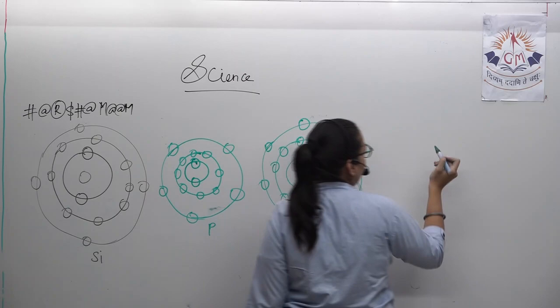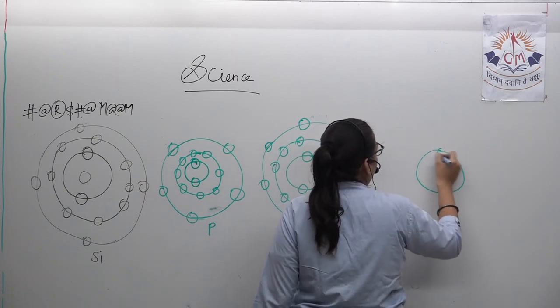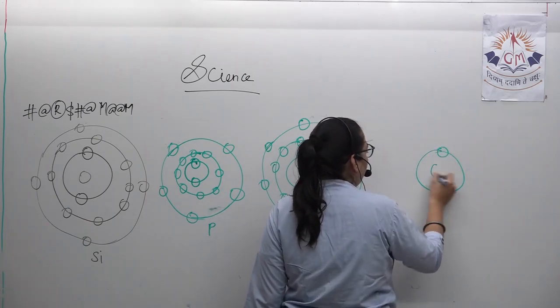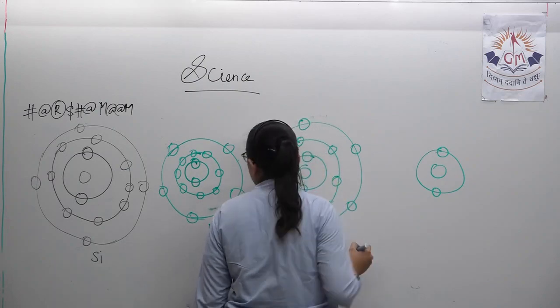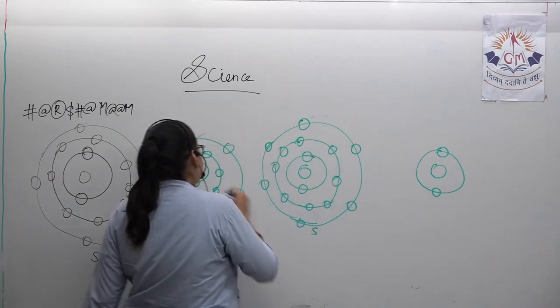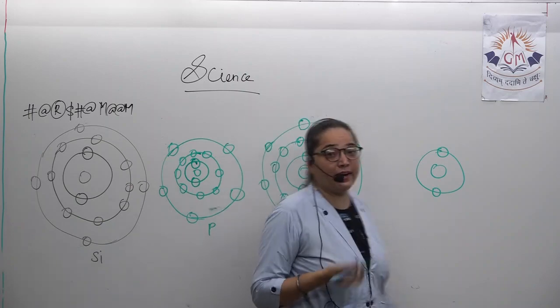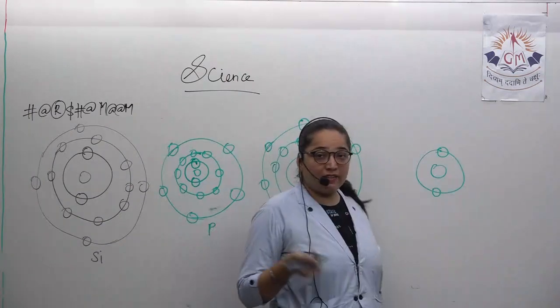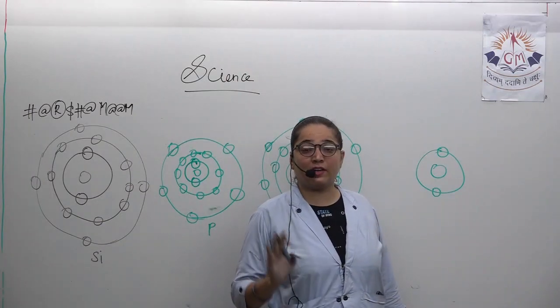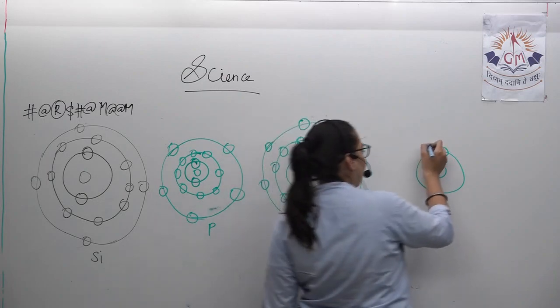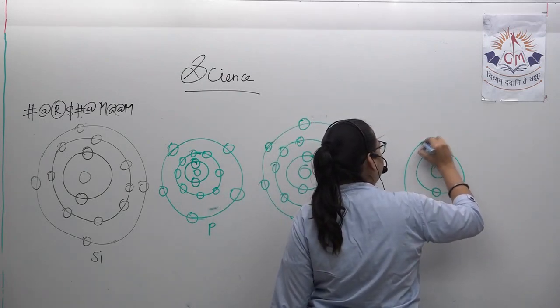Chlorine. The first orbit has how many electrons? 2. Next, how many are remaining? There are 17, 2 occupied. So how many are remaining? 15. In the next orbit, accommodate 8.